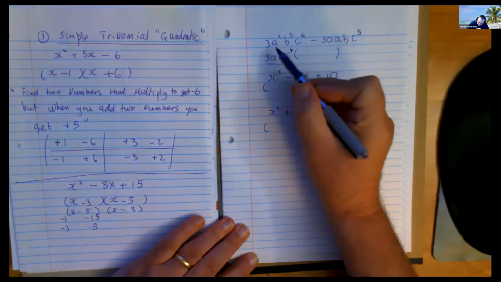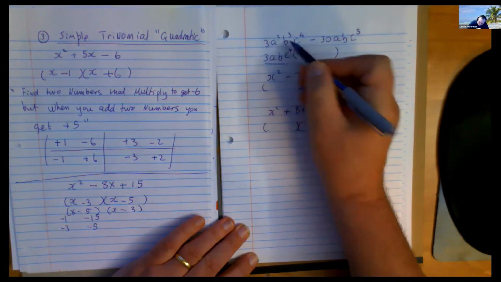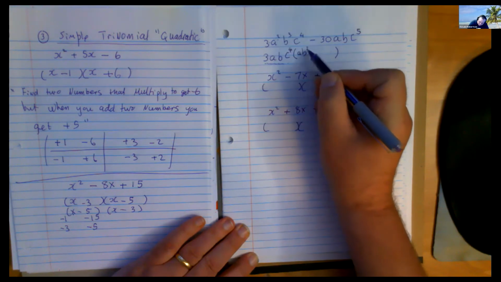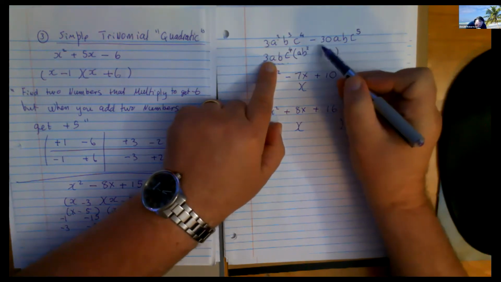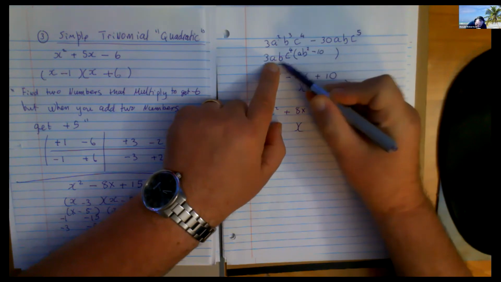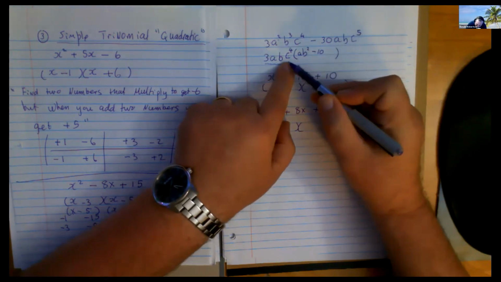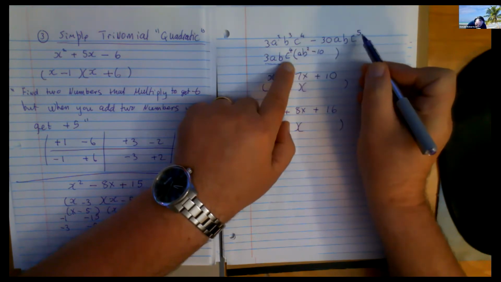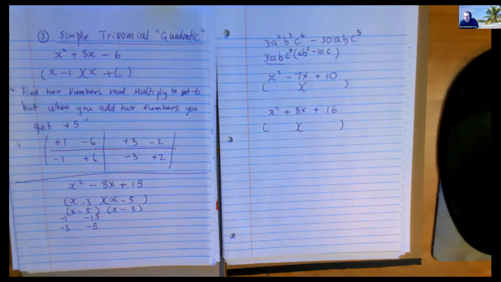Let's see what happens. 3 used up, that cancels, but you're still left with an a. This cancels, but you're still left with a b squared. This completely cancels. And then you use these same guys over here. 3 cancels into 30, leaves 10 behind. A cancels into A, totally gone. B cancels into B, totally gone. C to the 4 cancels C to the 5, but you still have a C left over. Are we comfortable with that process? Right, so hopefully you got the same thing.